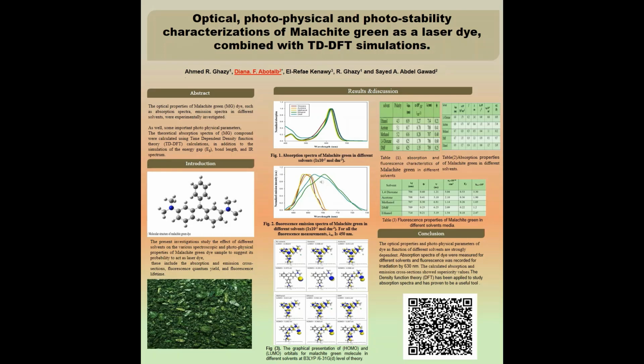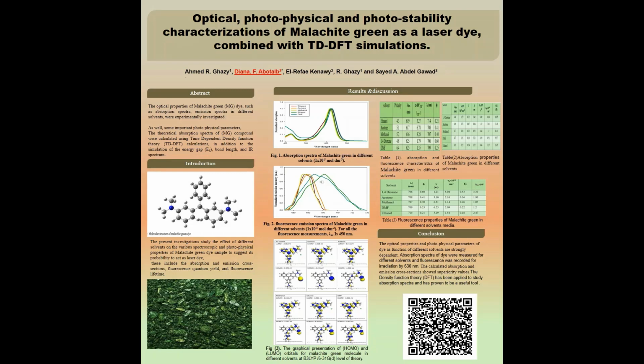The present investigation studies the effect of different solvents on the various spectroscopic and photophysical properties of malachite green dye sample to suggest its probability to act as a laser dye. These include the absorption and emission cross-sections, fluorescence quantum yield, and fluorescence lifetime. In addition, the simulation of the energy gap, bond length, and IR spectrum.